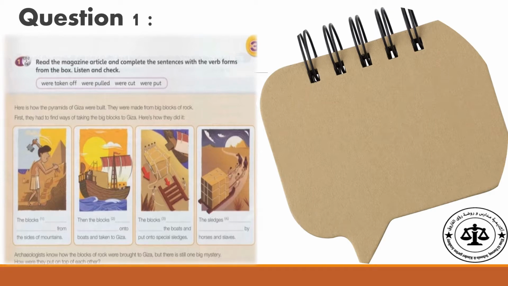Now let's start with your students' book, page 35. Question number 1. Read the magazine article and complete the sentences with the verb forms from the box. Listen and check. Here we have verbs in past passive. We want to listen to the recording to complete these sentences. So please listen carefully and try to answer this question.